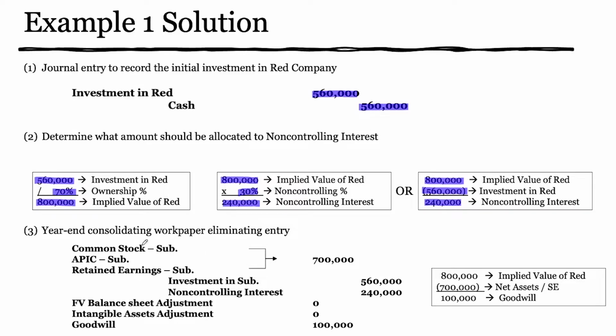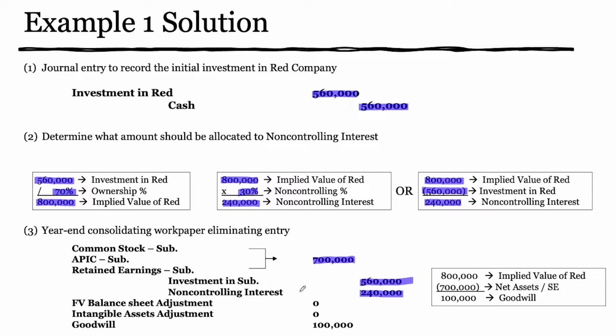So we're going to debit out the common stock of the sub, the additional paid-in capital of the sub, and the retained earnings of the sub at $700,000. Again, if the problem doesn't break out the individual numbers for you, you can just put one number for all these three accounts. Again, we're going to want to credit out our investment in subsidiary account, which we already figured out to be $560,000, and credit out the non-controlling portion of that of $240,000.